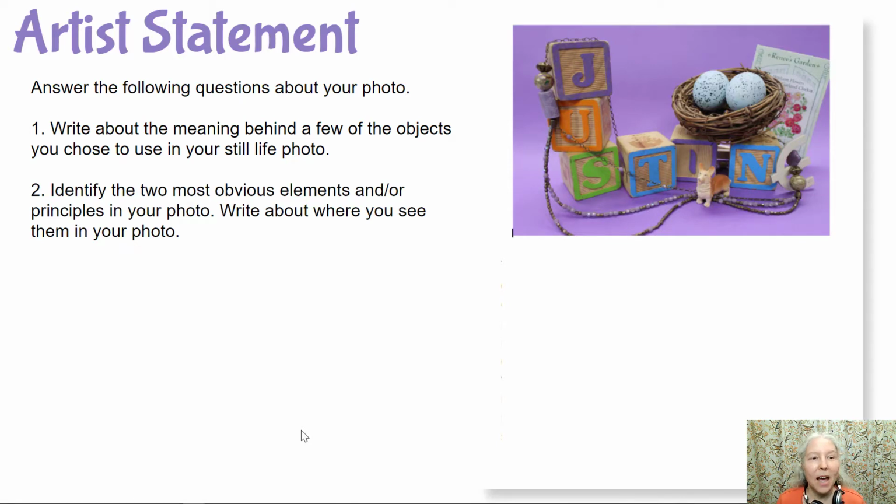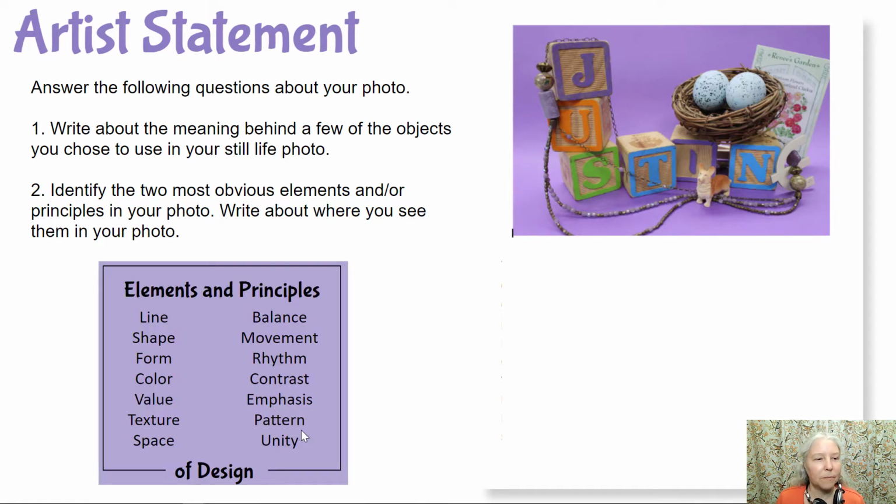Number 2. Identify the most obvious elements and/or principles in your photo. Write about where you see them in your photo. These are the elements and principles. The elements are line, shape, form, color, value, texture, and space. And the principles are balance, movement, rhythm, contrast, emphasis, pattern, and unity.